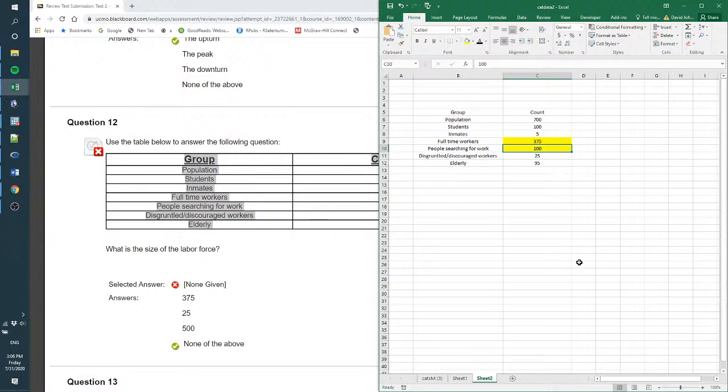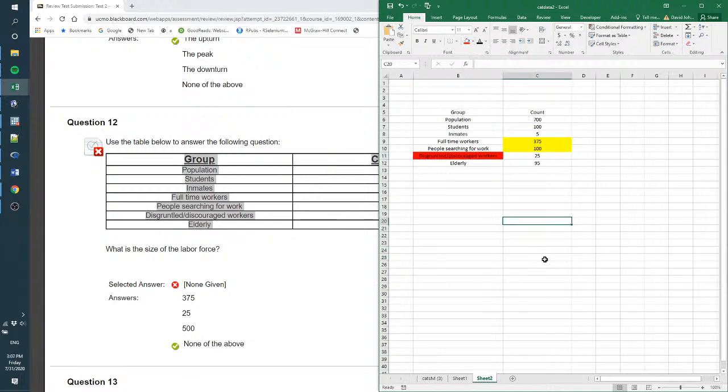Now, there's other people that we're not going to include in our labor force. Those are going to be our students. They're not in the labor force. They're not searching for work. Our inmates. No, inmates are not considered in the workforce. Discouraged or disgruntled workers, they are not in the workforce, because you need to remember these workers, the disgruntled workers, let's just put a little bit of red there.